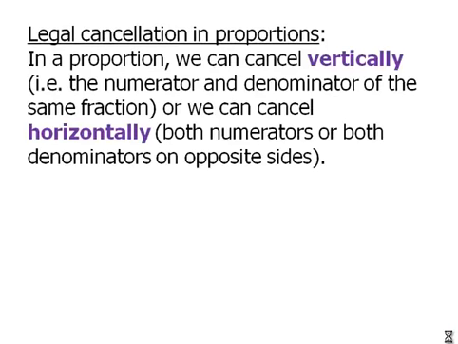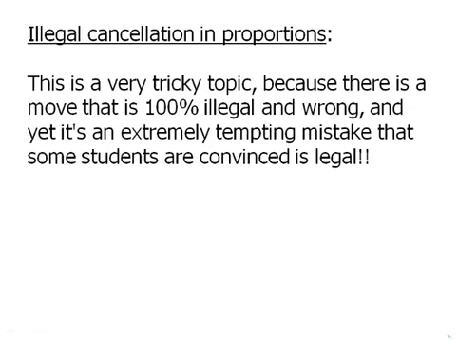So we can summarize. In a proportion, we can cancel vertically, numerator and denominator of the same fraction, or we can cancel horizontally, both numerators or both denominators on opposite sides. So all that is what is legal to do. Let's talk about what's illegal now. This is a very tricky topic because there is a move that is 100% illegal and wrong, and yet it's an extremely tempting mistake that some students are convinced is legal.